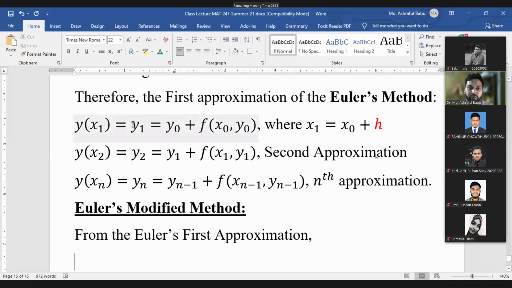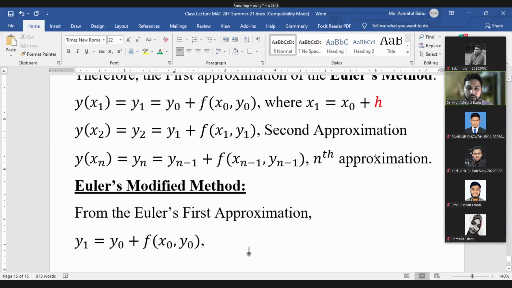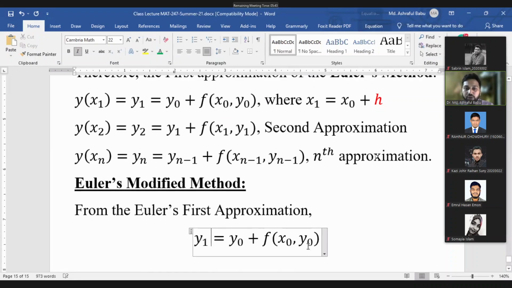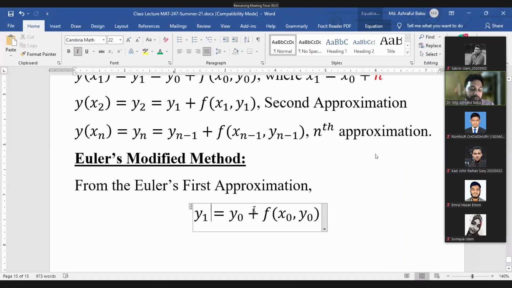So what is the first approximation? I am not writing y of x1, y of x2, y of xn; this is just for your understanding. Basically, we have to use this term. By the notation y1, we have to understand that it means y of x1. So this is our Euler's first approximation, y1 equals y0 plus h f of x0, y0. By this method we can find out the result.